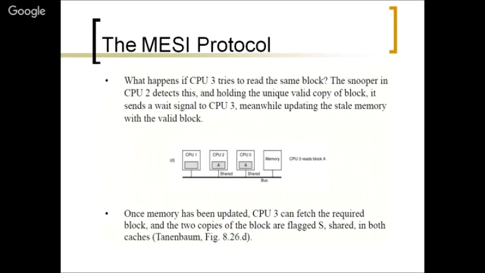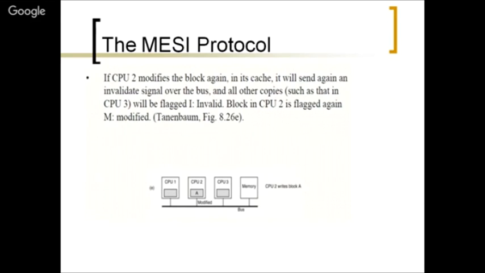So at the same time, let's say CPU 3 wants to read it. It will send the wait signal to CPU 2, meaning it tells it to let the write complete, then you can read. So it sends the wait signal. Okay. Once memory has been updated, CPU 3 can fetch accordingly. So this is how your MESI protocol behaves.